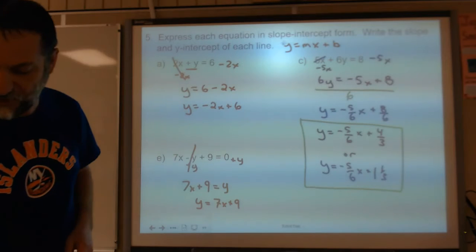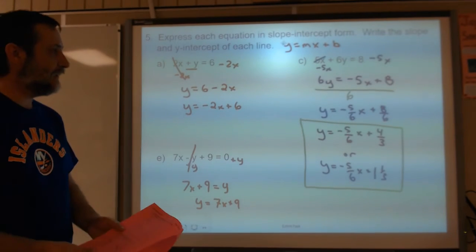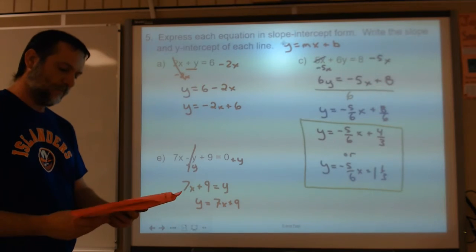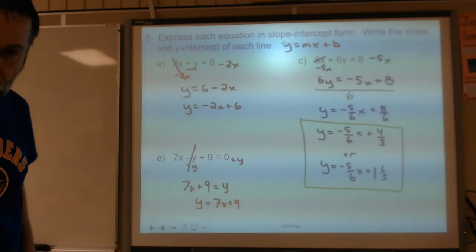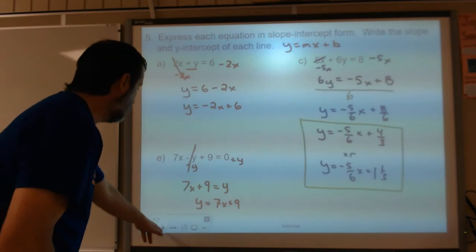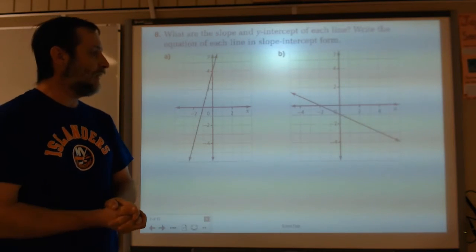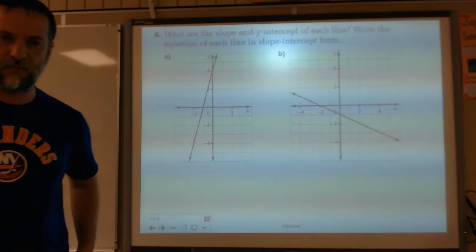So that's question number 5, and that is converting formulas into y equals mx plus b form. The next thing here is we're going to take some graphs and we're going to come up with the equation for it.